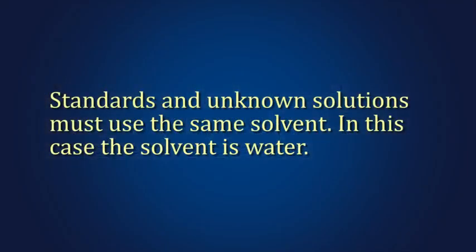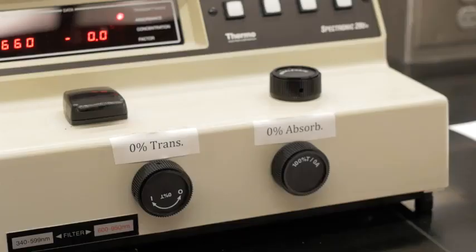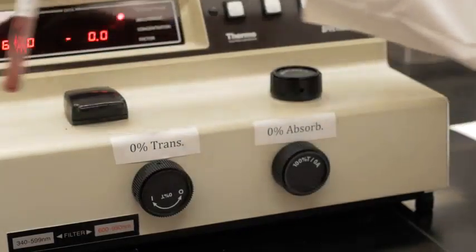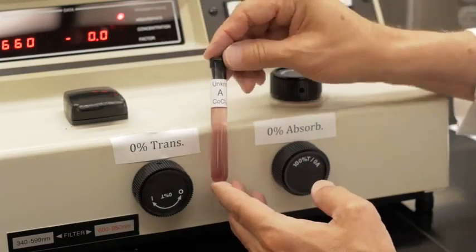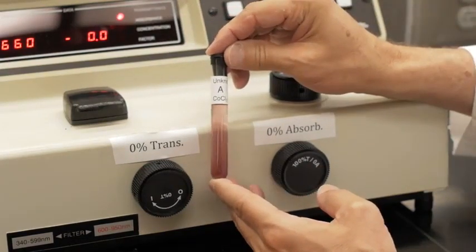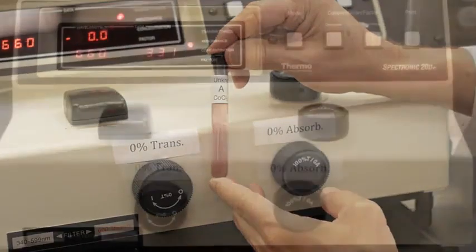To ensure accuracy, standards and unknown solutions must use the same solvent. In this case, the solvent is water. We also have a sample with an unknown concentration of cobalt chloride. We'll use the completed standard curve to determine the solute concentration in this unknown.